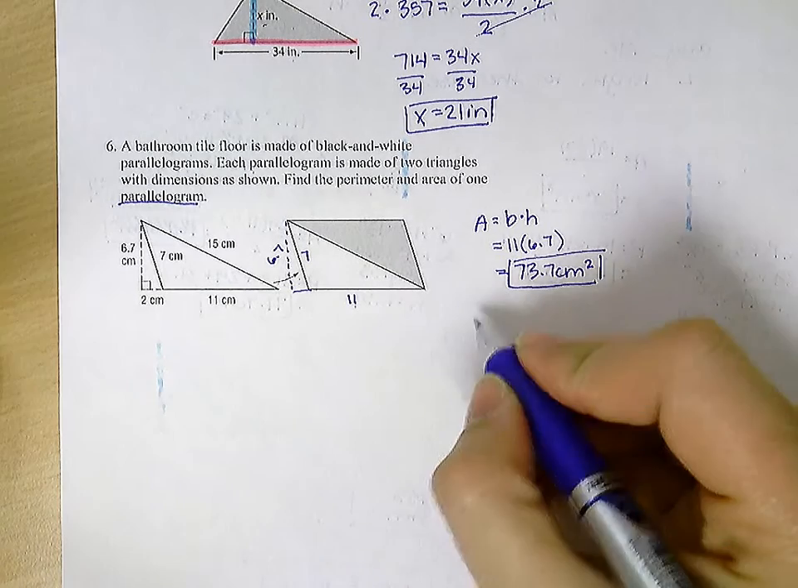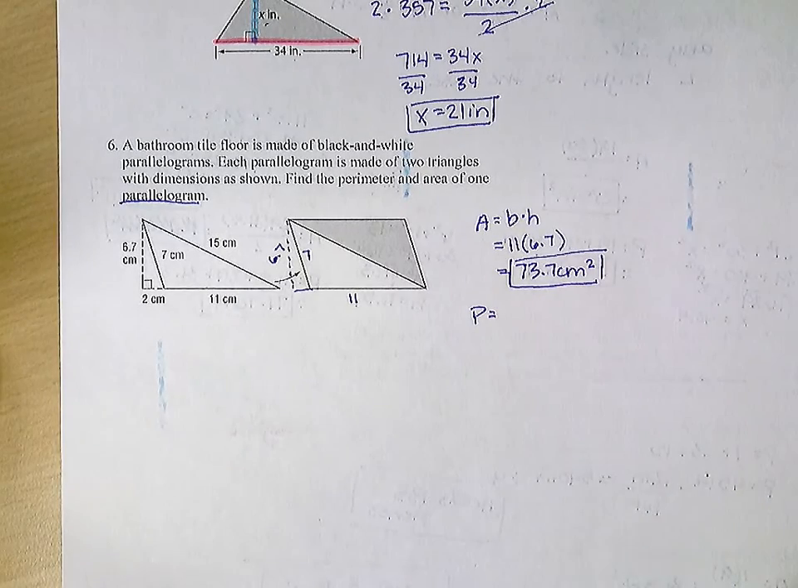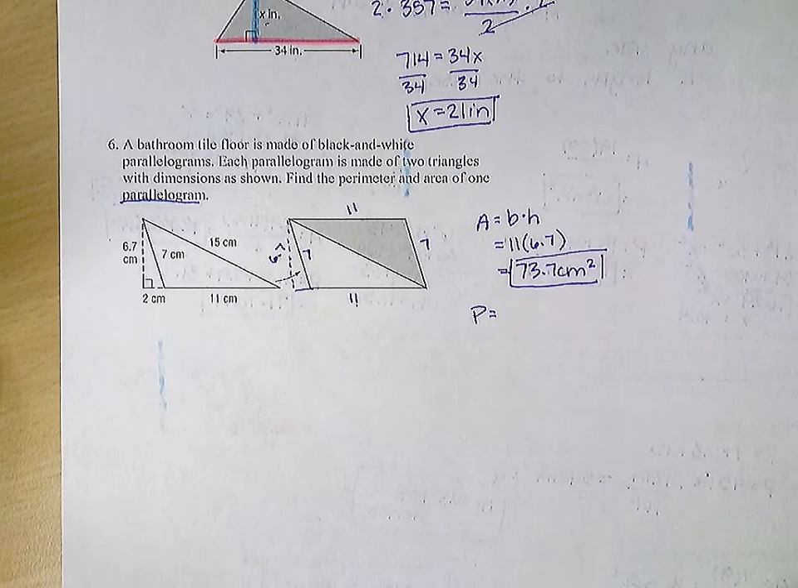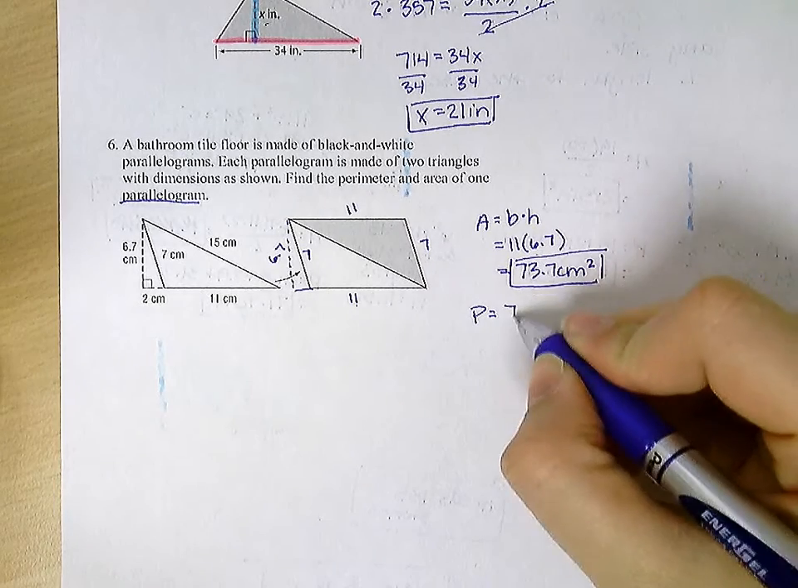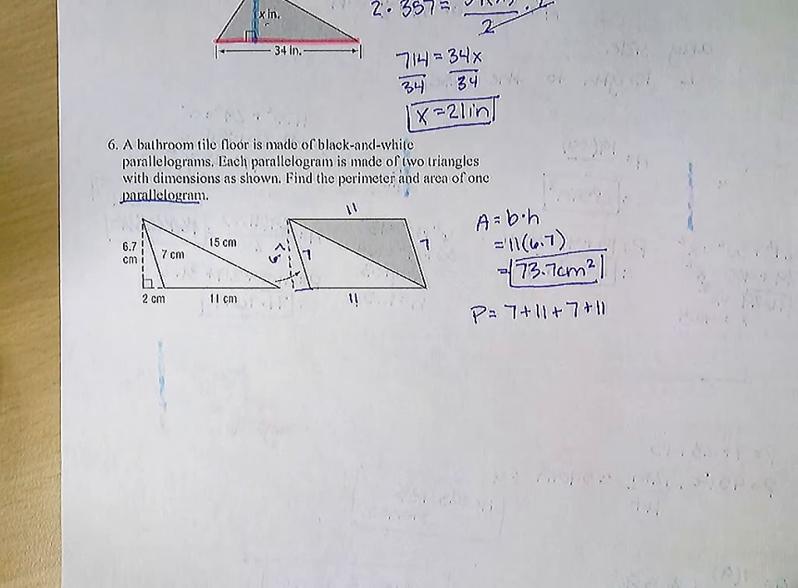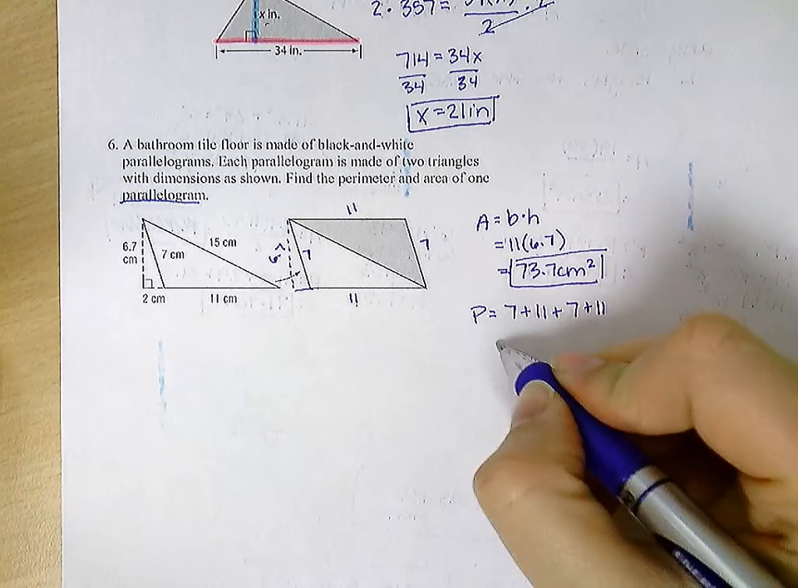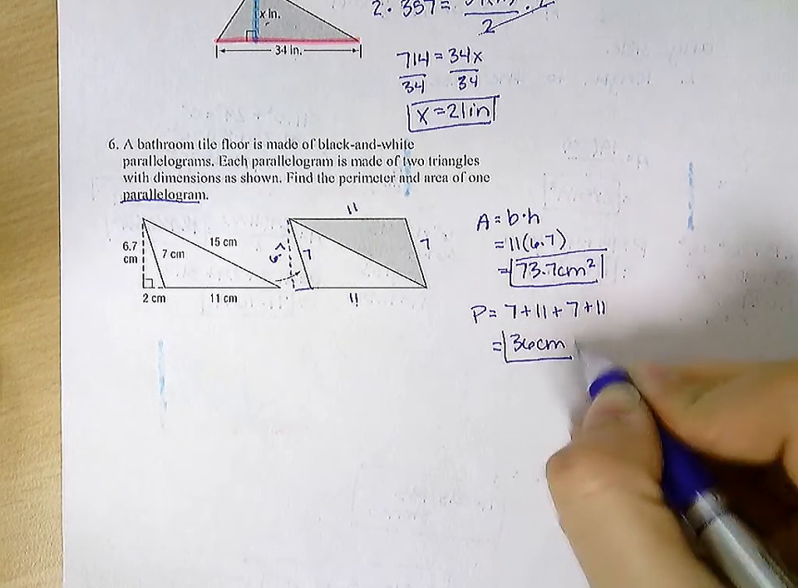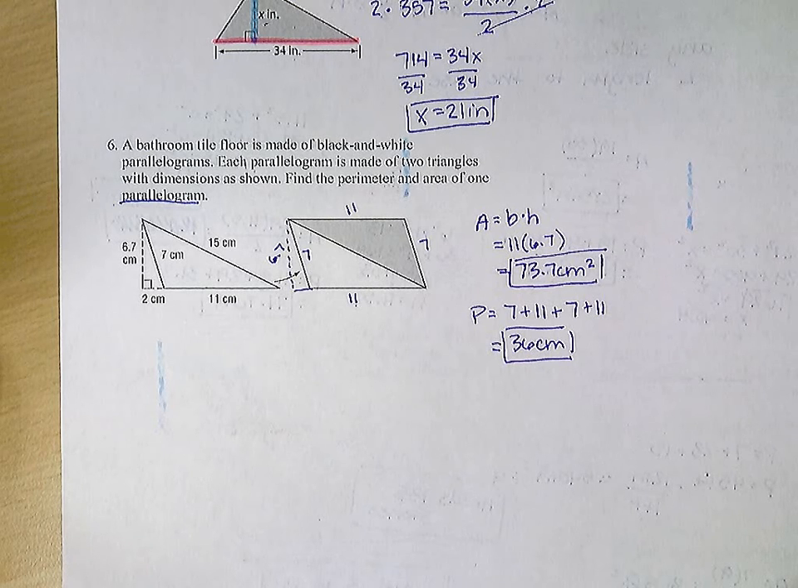So now for your perimeter. Perimeter is adding up all the sides of the parallelogram. My opposite sides are congruent to each other. So I just have to add 7 plus 11 plus 7 plus 11 to get 36 centimeters. Okay, any questions?